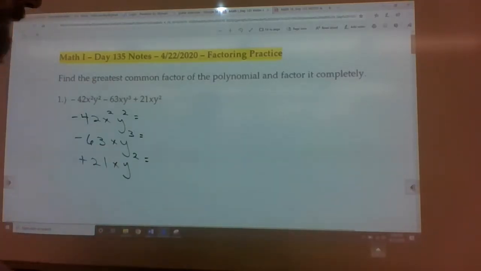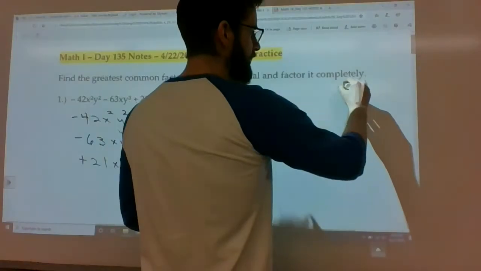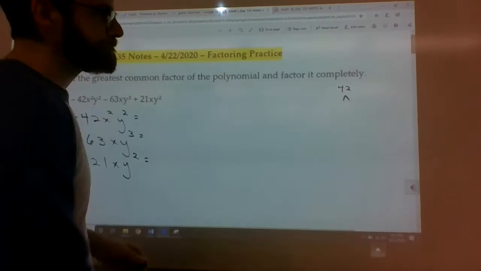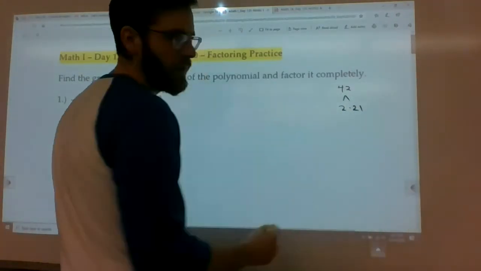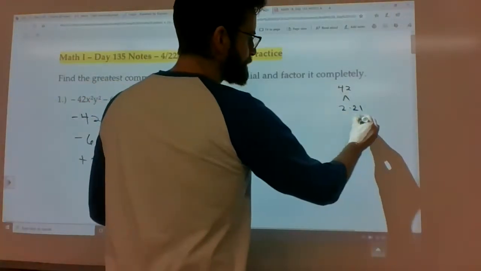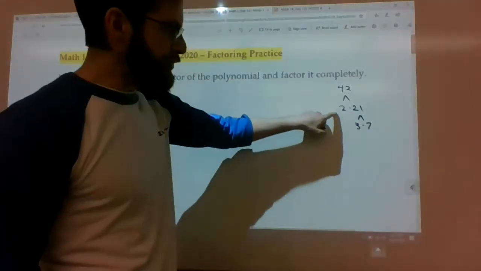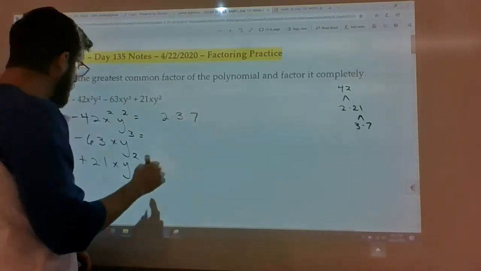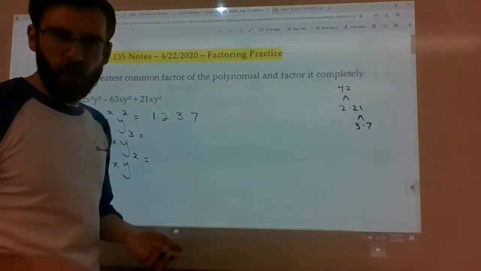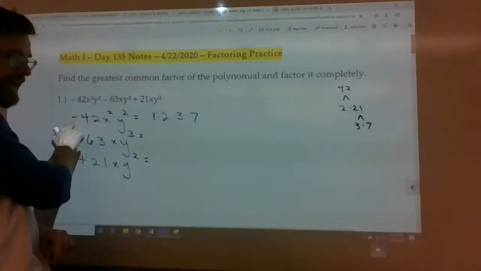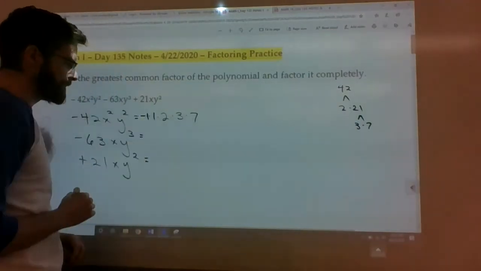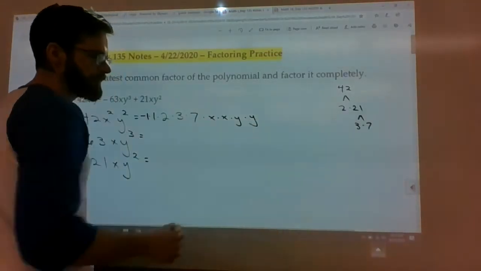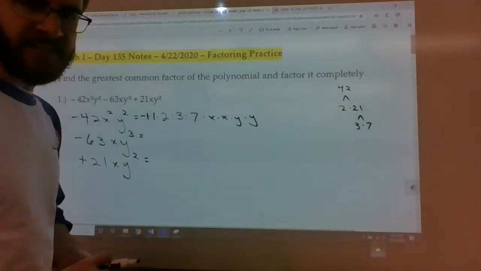42 can be broken up into, in fact, how about I just come over here? 42 is 2 times 21. And then 21 is 3 times 7. So you got 2, 3, 7. But we always included a 1, just in case 1 was the only thing that they shared. And if it's a negative, I'm going to include a negative 1 as well. Also, keep the variables, okay? Make sure you expand them on the tail end.